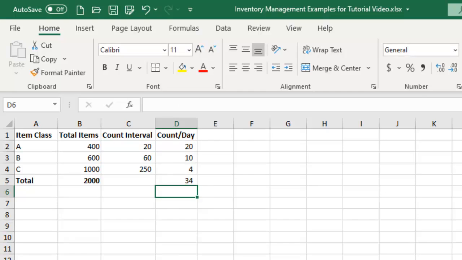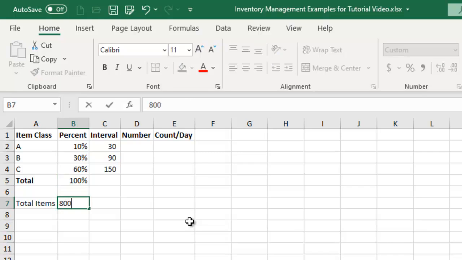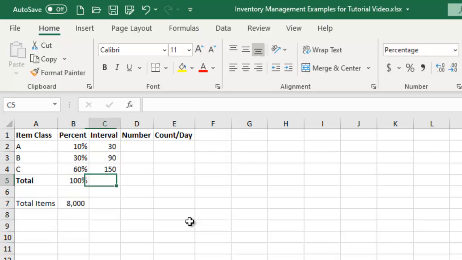Now in the homework you may not get problems that are quite so easy. For example, you might be told that the company has designated 10% of the items to be A items, 30% B items, and 60% C items, and then it says, well, there's 8,000 items total. And then we might be told that they want to count the A items once every 30 days, the B items once every 90 days, and the C items once every 150 days.